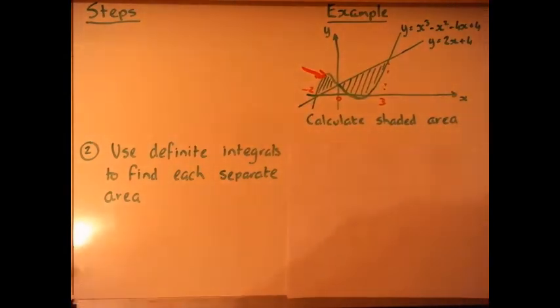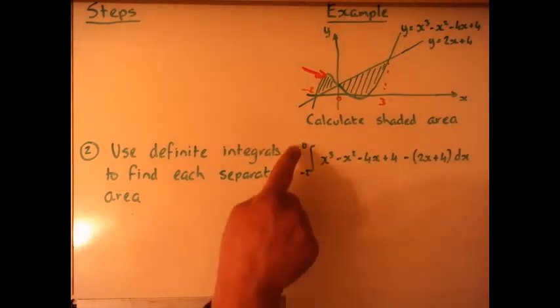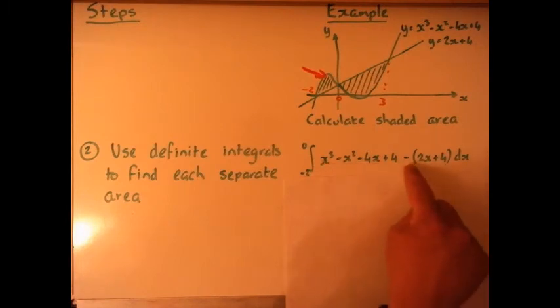So what we're going to concentrate first on is finding this shaded area here. So that's the one we're focusing on. So that is represented by the definite integral between a lower limit of negative 2 and 0, and then my top curve, the cubic, minus my bottom curve, the straight line.